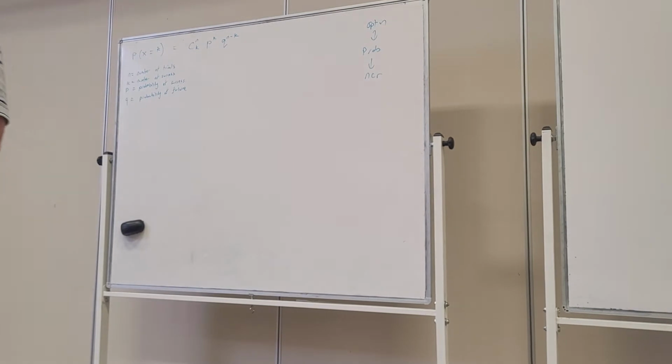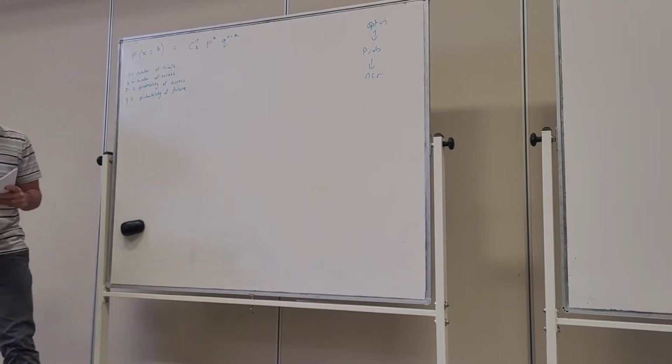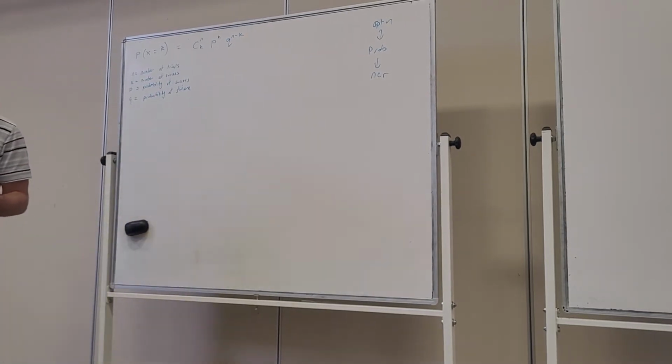Okay, so the probability that an apple is rotten is 0.35. All right, that's the probability of it being rotten. Given that there's 8 apples in a bag, determine the probability that exactly 3 are rotten.